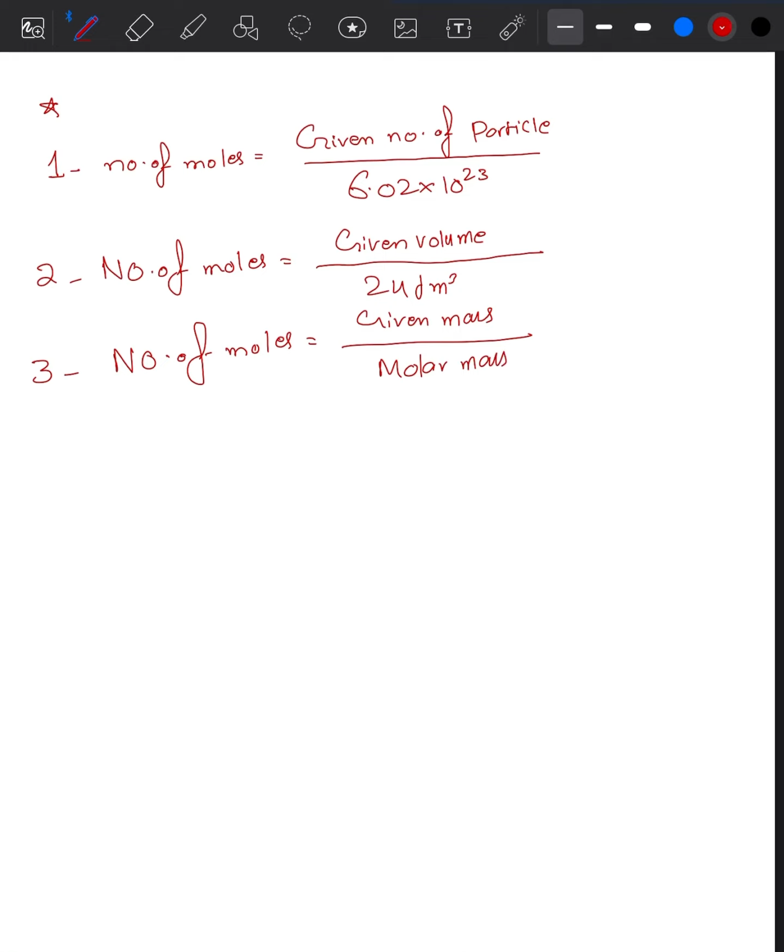So molar mass is the same as the molecular mass of the compound or the atomic mass of the element. If the atom is given, we will use the atomic mass, and if the compound is given, we use its molecular mass. The fourth is n is equal to CV, where C is the concentration, and it has a unit of mole per decimeter cube. For your convenience, you just need to remember its unit.